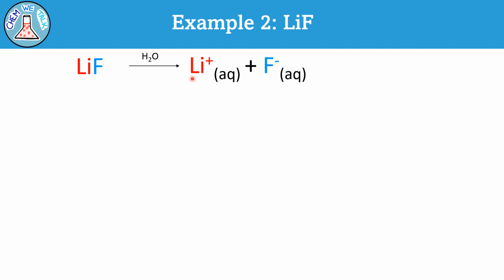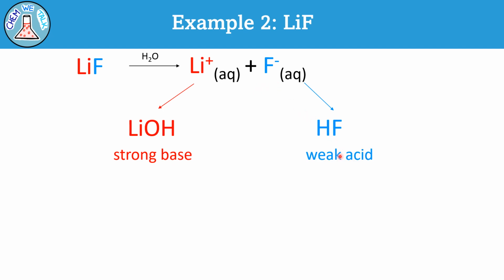So lithium, again, we broke apart. It's got lithium plus and F minus. Once we look at the base that produces lithium, it's going to be lithium hydroxide, which is a strong base. F minus, on the other hand, comes from HF, which is a weak acid. It's one of the exceptions. It's in group 17, but it's the sole exception. It's the first one from group 17.